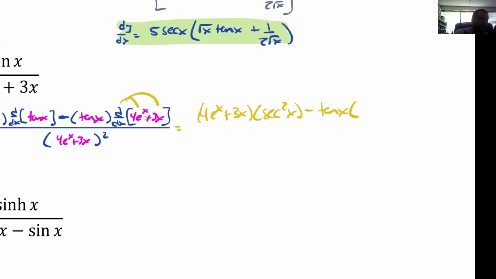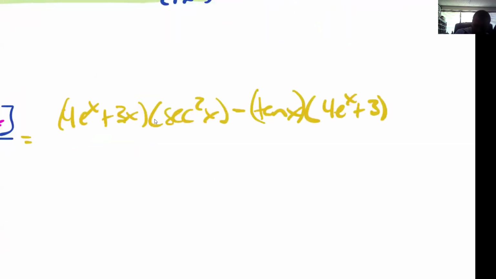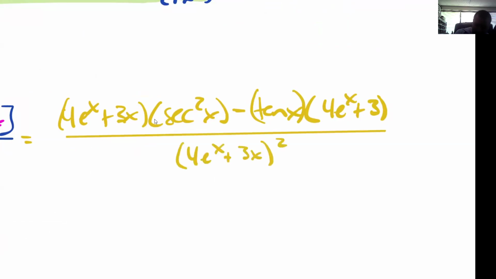Derivative of 4e to the x is 4e to the x. Derivative of 3x is 3. So we got a 4e to the x plus 3, just in case. We're multiplying all of those things. And then our denominator is going to be 4e to the x plus 3x, that whole quantity squared.